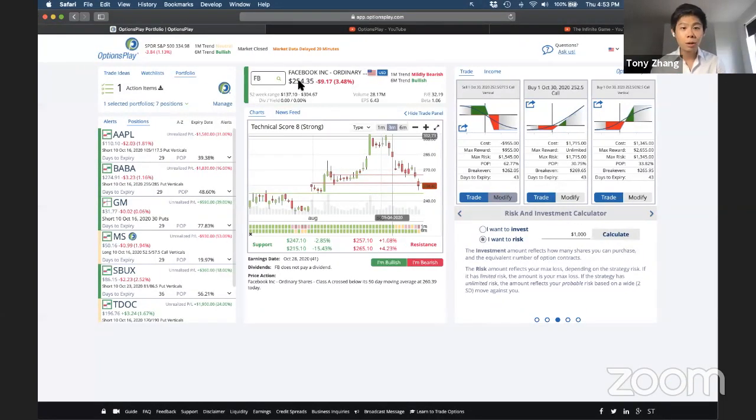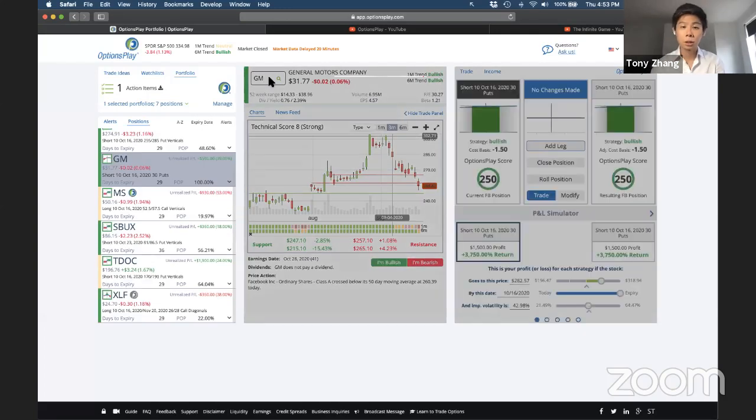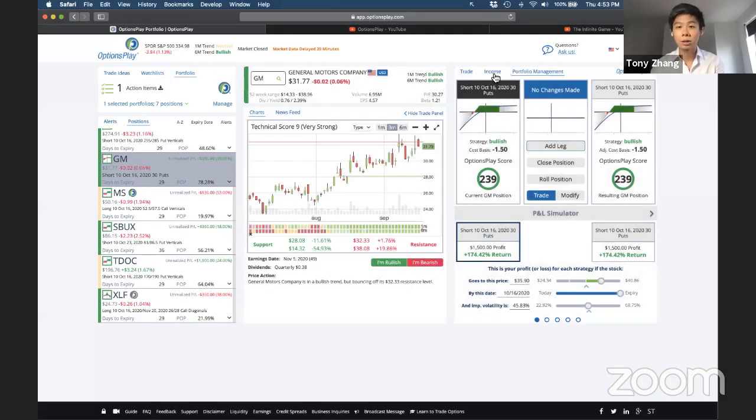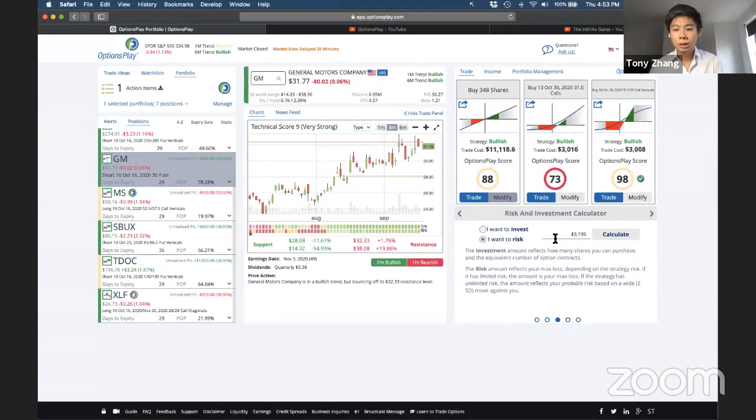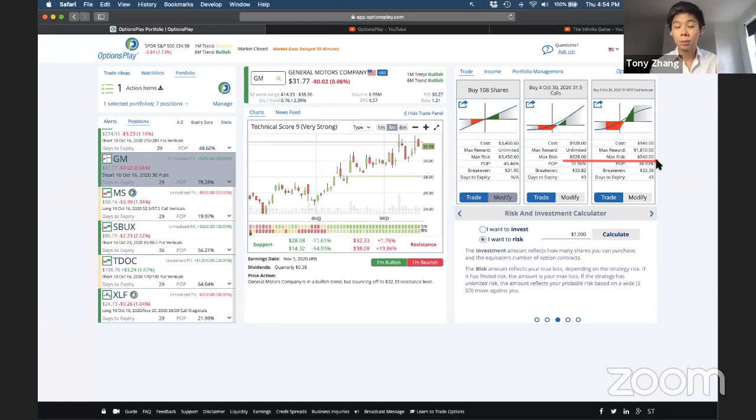So maybe Facebook at $254 a share is not the right stock for you. Maybe a lower priced stock. Maybe GM is a much better trade for you because it's a $37 stock. And what you can do is look at different strategies. You can say, okay, I'm willing to risk $1,000 on this trade. And it'll calculate for you that you can buy 4 contracts of the call option, or you can buy 5 contracts of the debit spread. And this is how you can make sure that the risk you take stays within your $1,000 maximum risk.